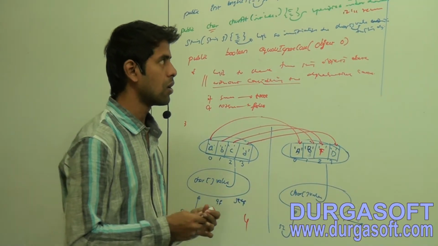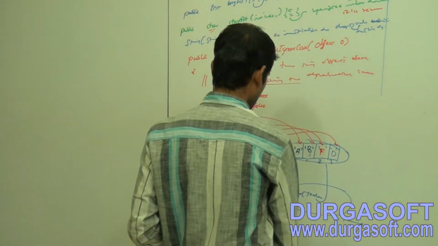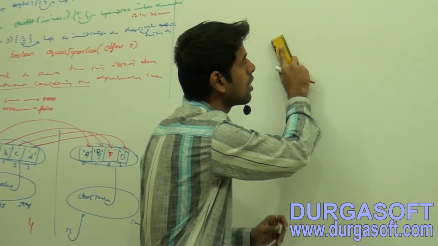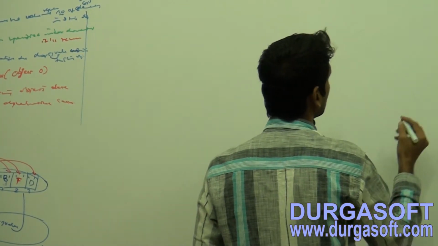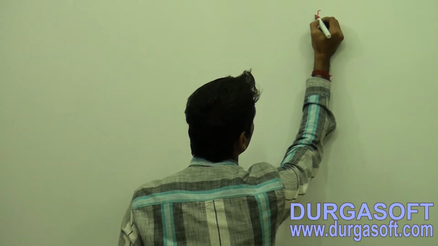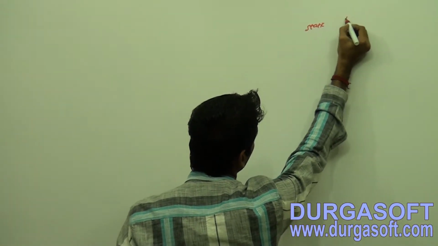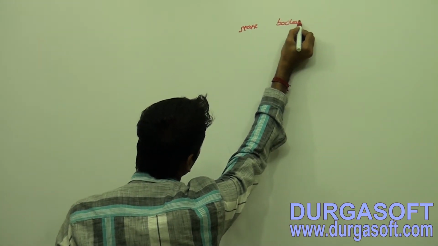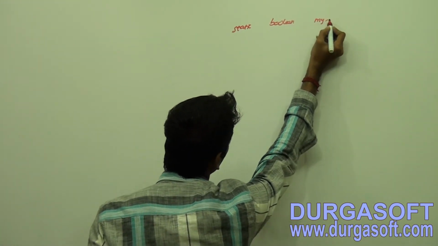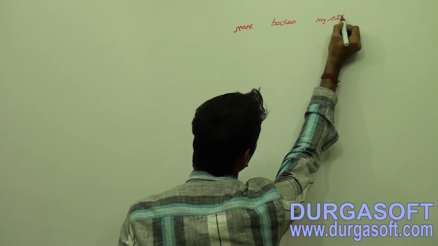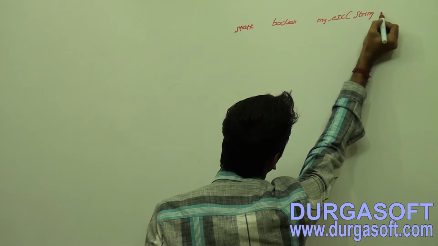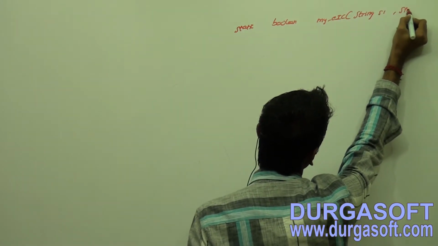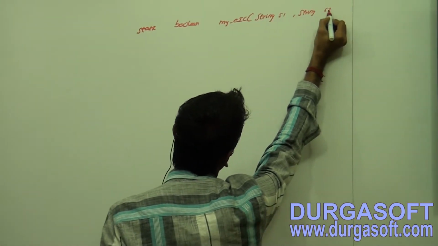Now come to the logic. Let me take the method called static boolean myEqualsIgnoreCase. Now let me pass two string objects, two string arguments.